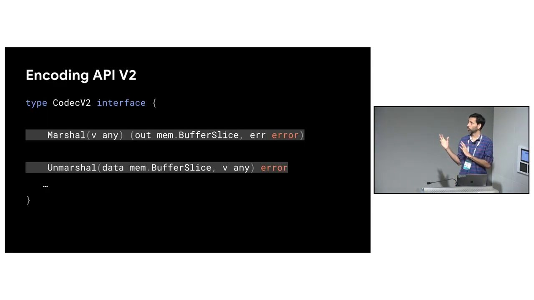So this is what the encoding API V2 looks like. We have the same Marshal and Unmarshal functions, but instead of taking a flat byte slice, they're now taking a mem.BufferSlice.